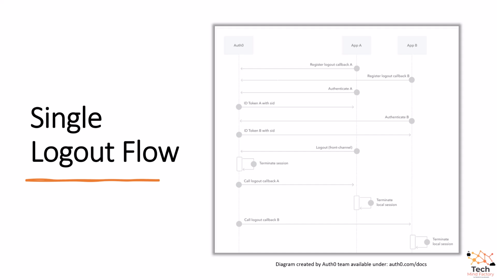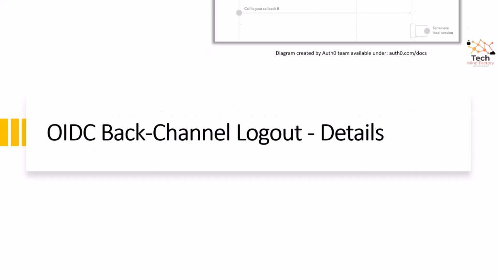So as we can see, it's really powerful because in this case, we can actually end the session for the user in different applications registered in Auth0. This is why it's called global logout, because we are logging out globally from all the applications for which we registered this logout callback URL. Okay, but there are some caveats and I would like to discuss them here in this video.